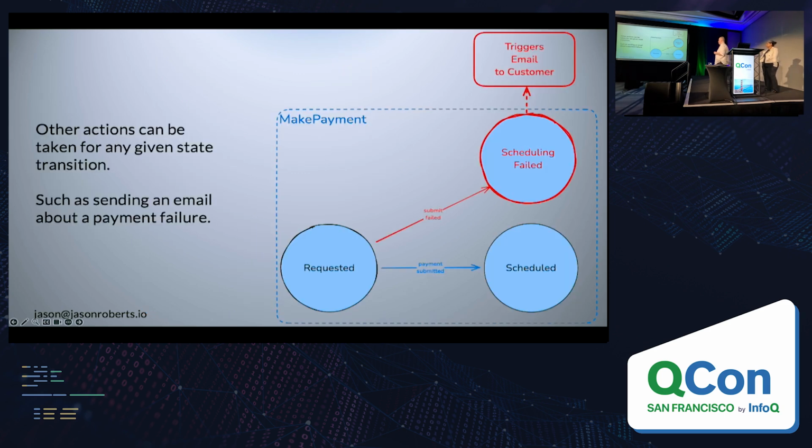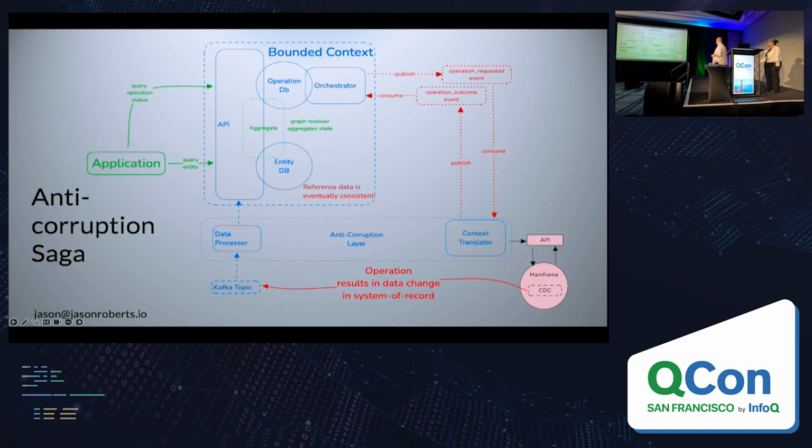I can also take other actions for a given state transition. I may be interested in sending an email to the customer if the payment they tried to submit failed. Probably useful to know. Oh, and here's where it gets fun. This is what I call the anti-corruption saga. So you see here, we have down here a component which we call a context translator. That's because it's taking data from a bounded context and translating it to the API of the mainframe. It's then going to return via that outcome topic that I mentioned before.